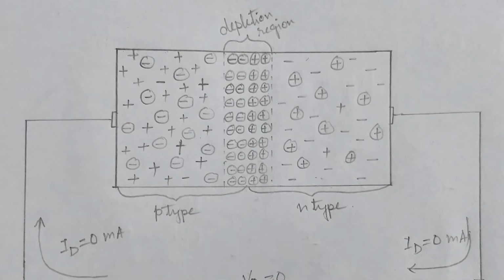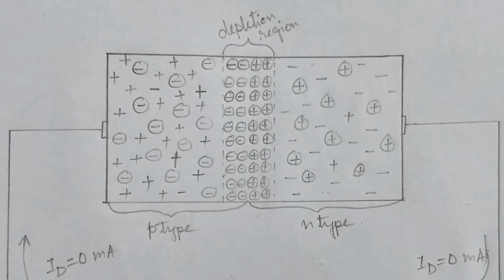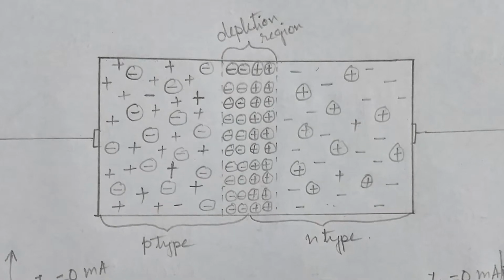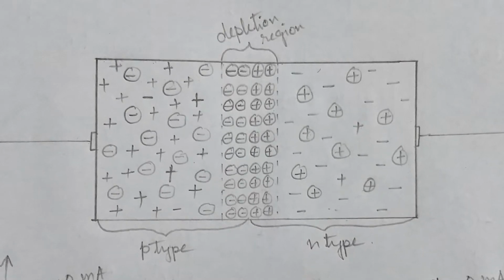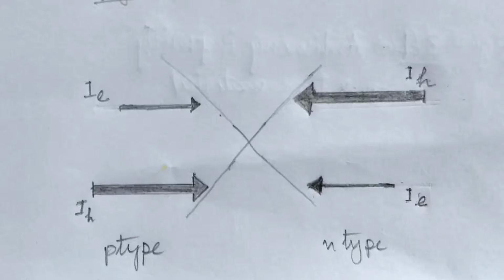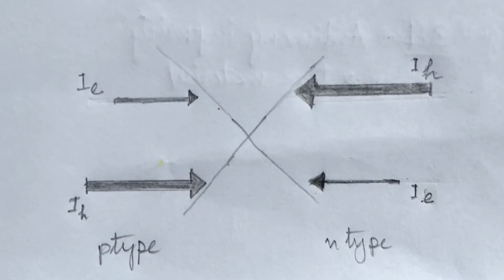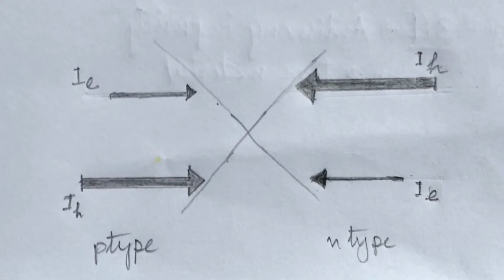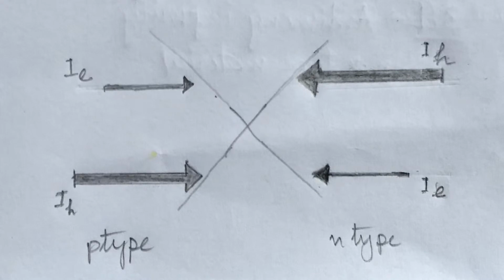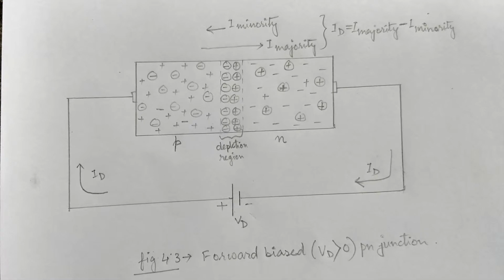However, the number of majority carriers in the N-type material is so large that a smaller number of them will have sufficient kinetic energy to pass through the depletion region into the P-type material. The same process occurs for the holes, which are majority carriers in the P region, and they move towards the N-type material. It is found that the flow of charges is such that the resultant flow in either direction is zero. So, in the absence of any bias voltage, the net flow of charge in either direction of the diode is zero.